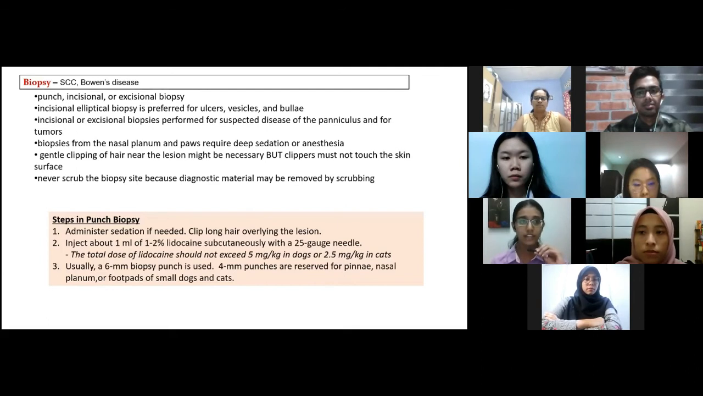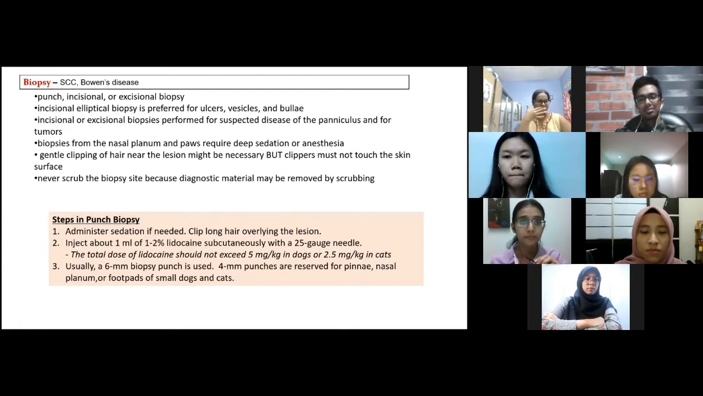Okay, now I will explain about biopsy. Biopsy can be used for squamous cell carcinoma and also Bowen's disease. Biopsy is basically when you remove a bit of the tissue and you examine it under a microscope to find out what is wrong, what is abnormal. There are different techniques to do this, which are punch, incisional or excisional biopsy.